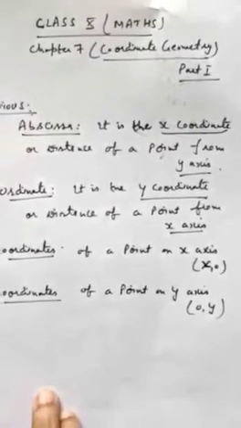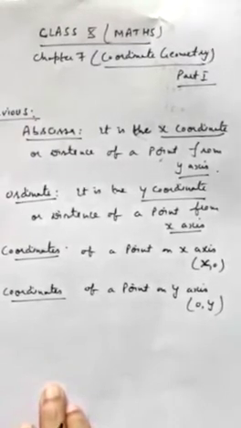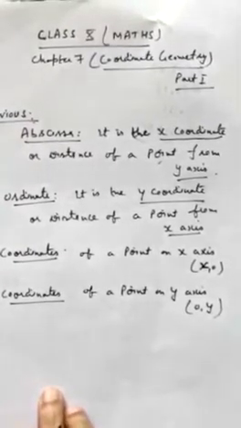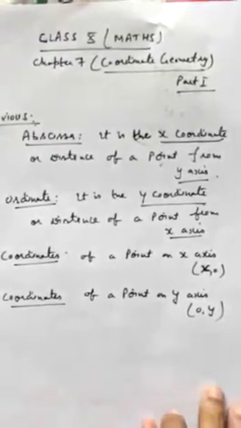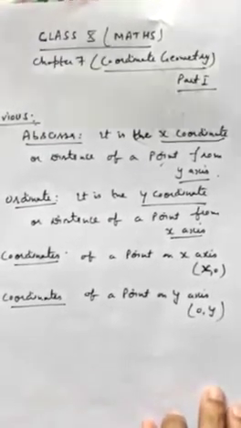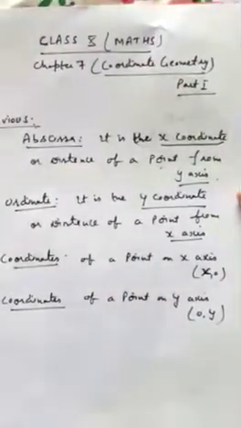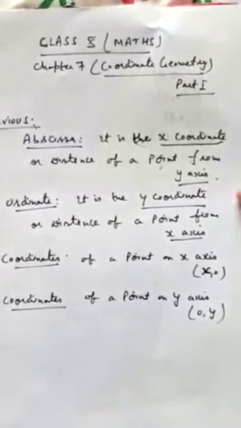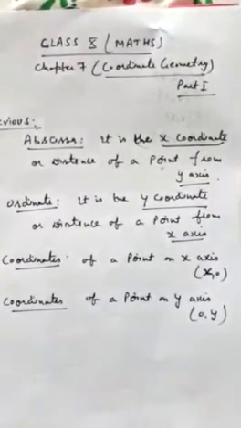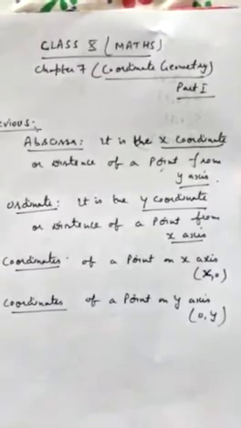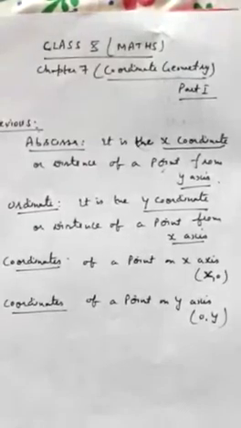You already know that abscissa is the x coordinate, or distance of a point from the y axis, and ordinate is the y coordinate, or distance of a point from the x axis. Coordinates of a point which is on the x-axis will be of the form (x, 0), and coordinates of a point which is on the y-axis will be of the form (0, y).